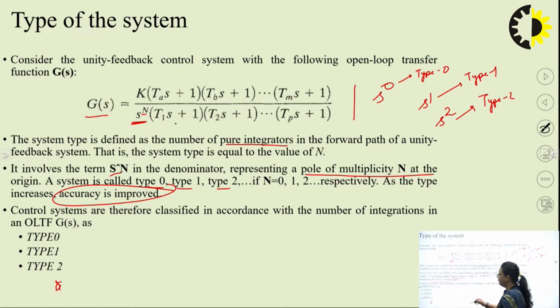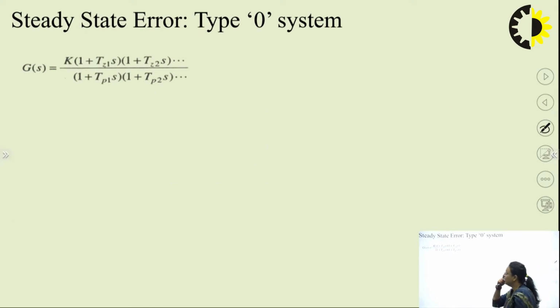For these 3 types of systems, type 0, type 1 and type 2, we will calculate the static error coefficients and the corresponding steady state error. Starting with the type 0 system, let us take G(s) equals K into (1 plus Tz1 s) into (1 plus Tz2 s) and so on, upon (1 plus Tp1 s) into (1 plus Tp2 s). You can say that this is a type 0 system, since here s is raised to the power 0, which equals 1. For this type of system, let's find out the values of Kp, Kv and Ka.